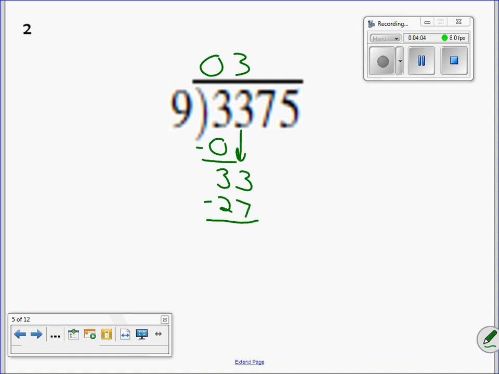Go ahead and subtract. I should keep on changing colors here. I have to borrow here. This is where subtraction comes in pretty handy. 13 minus 7, we have 6. 2 minus 2 is 0. Now I have to bring down 7.